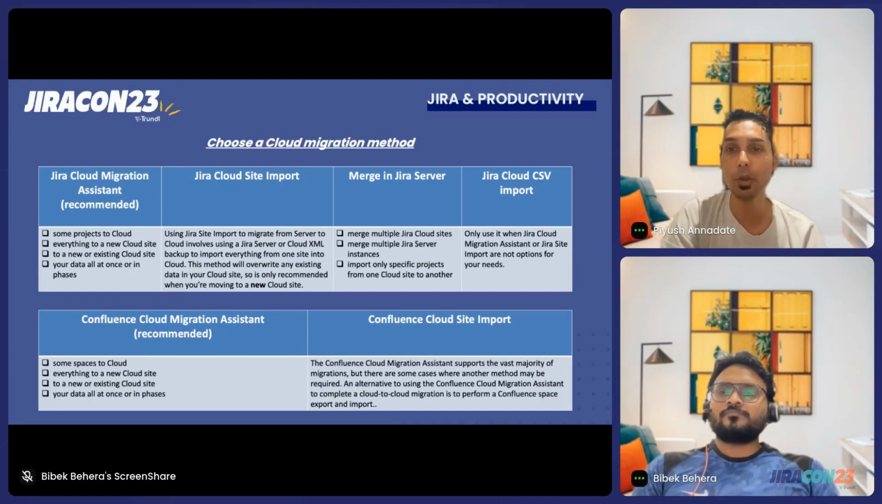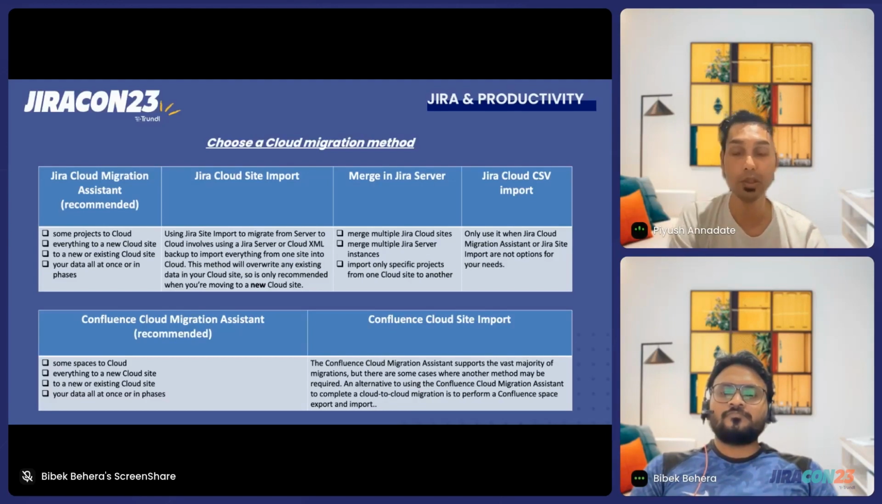It's more different. For example, you might be moving everything new to cloud, or moving some existing data, and you want to go project by project, or with all data at once. Then there is the cloud site import, where you combine everything into a zip file, move it to the cloud, and import it. Again, it has n number of testing. Till now, across n number of migrations, we have used JCMA, the Jira Cloud Migration Assistant, the most, and very few times the Jira Cloud Site Import.